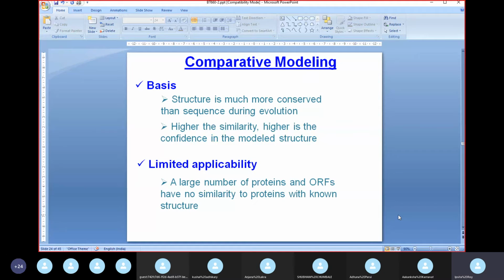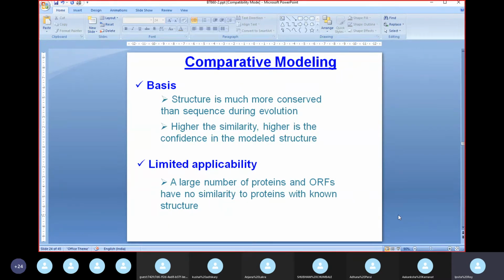So the basis of why comparative modeling works is that the structure is much more conserved than the sequence, and that is what you use to carry out this kind of modeling. And obviously, the higher the similarity with the template, the higher is the confidence in the model structure. That I think is pretty obvious.